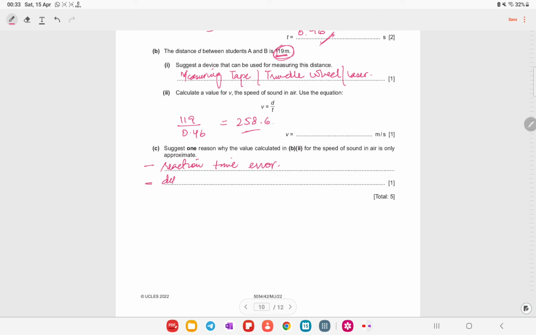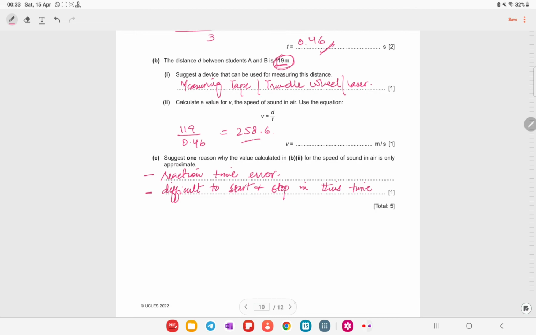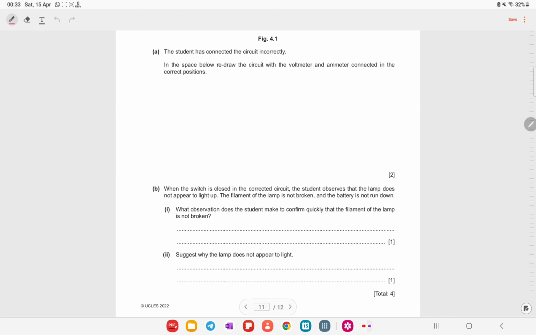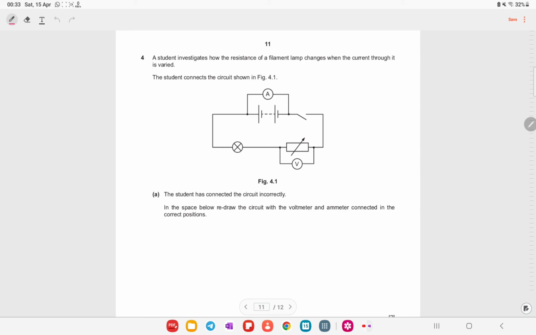And it is difficult to start and stop in this time. For example, if you see this 0.4 seconds, this 0.4 second is a very small time, so it's going to be quite difficult for a human to start and stop for this particular period of time.